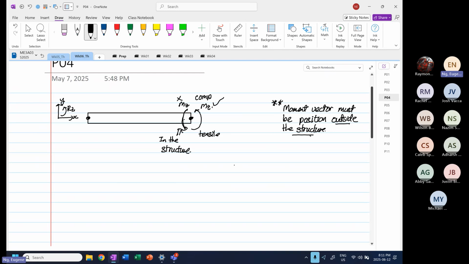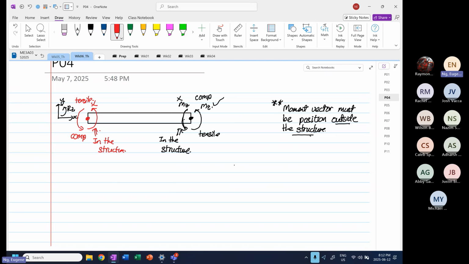Likewise, if you have a dot on the left hand side, let me change color. If you have a dot on the left hand side, then we do the same direction of rotation. We do this. So over here, this is not valid, because it's in the structure. You have to draw it outside the structure. So in this case, this is under compression. This is under tensile. Are we clear? You cannot draw it in the structure. You have to draw it out in the open air.